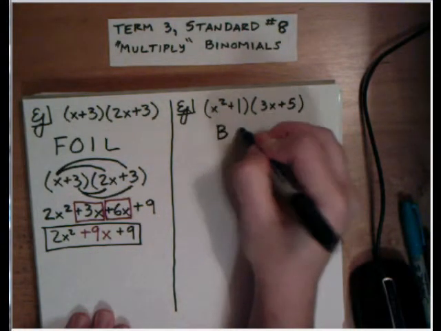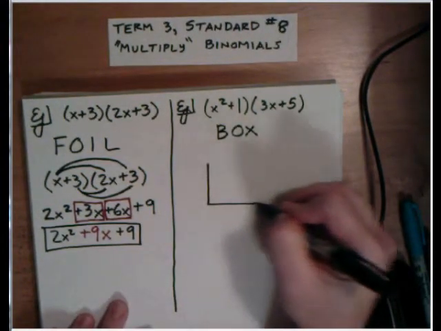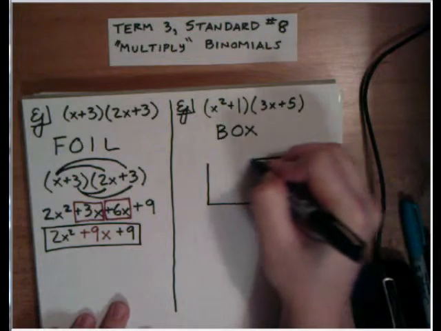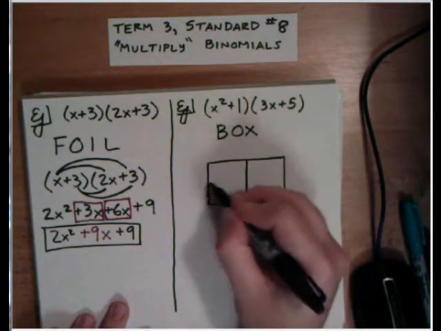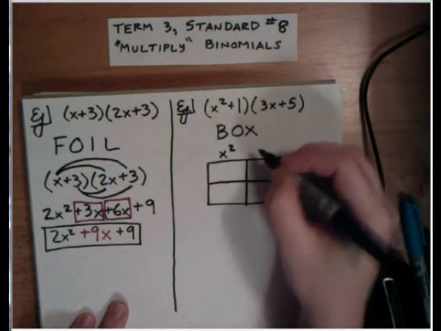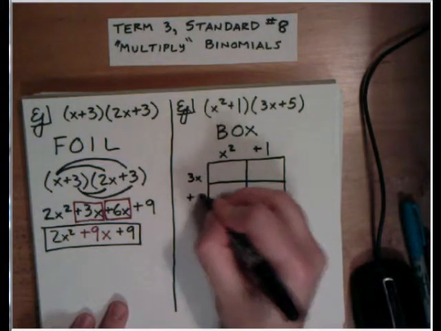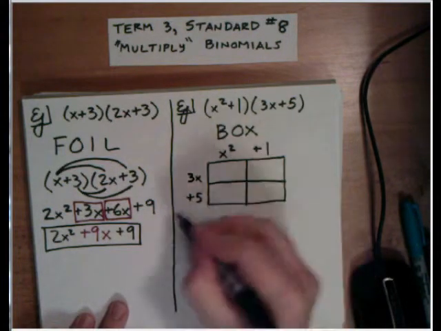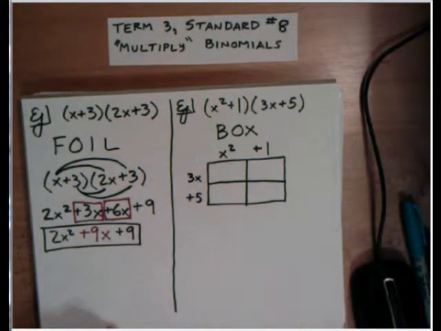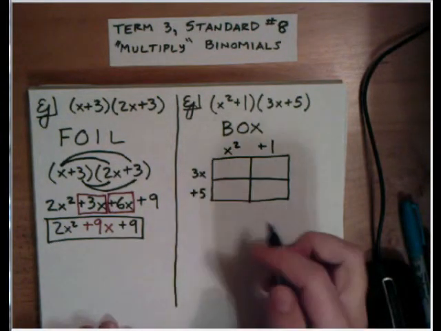And again, on this side, I'm going to use the box method or the area model. So it starts with a box. So I divide it into 4 spaces, and then I write out my terms from the binomials around the edges. And again, notice that I'm keeping the signs with me. That makes sure that I don't make an integer mistake that I might have made otherwise. Okay, so here we go. We're going to multiply into the box.